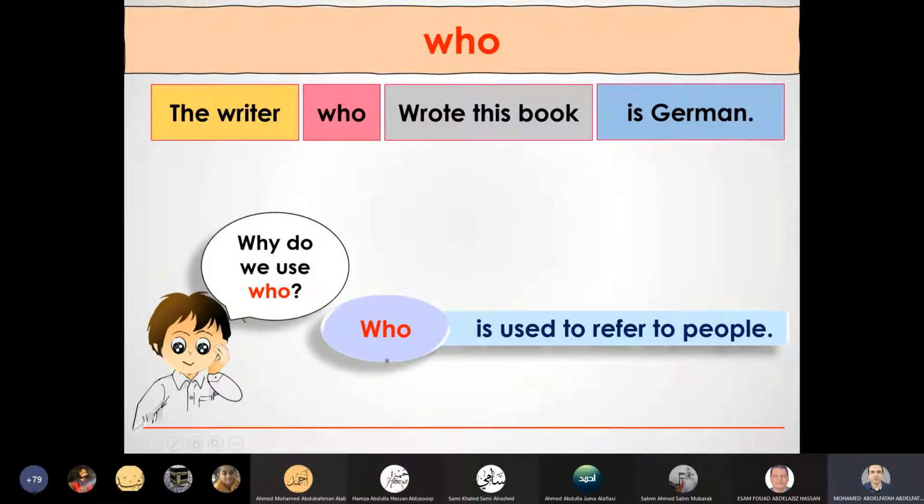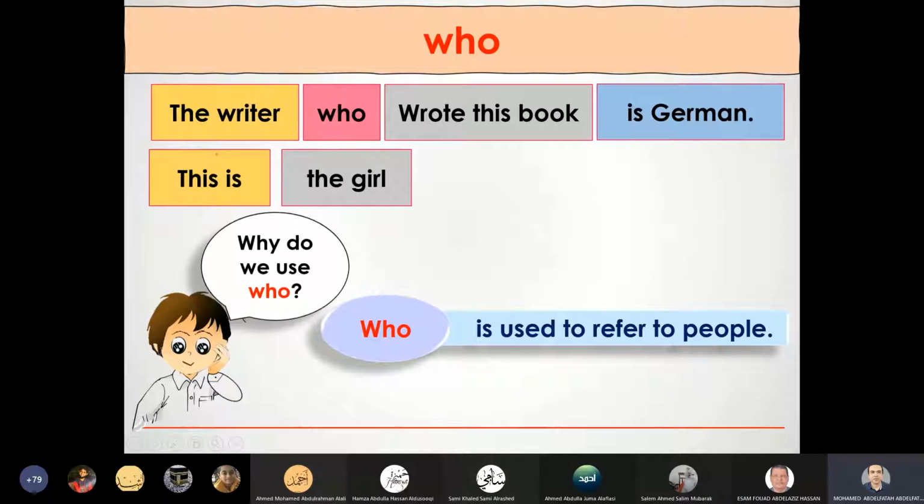So students, when you have got a sentence and would like to use a relative pronoun, ask yourself, am I referring to a person or an animal or a thing? If you are referring or speaking about a person, you have to use the relative pronoun who. Who is used to refer to people.